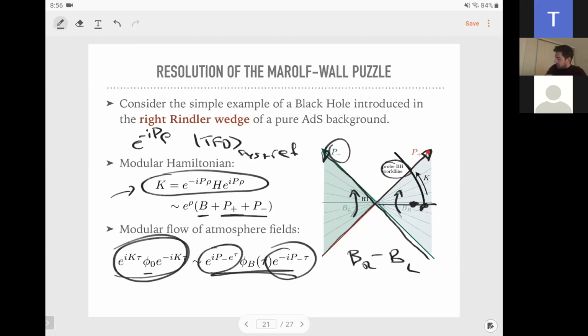So I think I'll stop here. I had a few slides describing a remaining puzzle, which is part of ongoing work with Jan de Boer and Daniel Jafferis. But I think I should stop here.